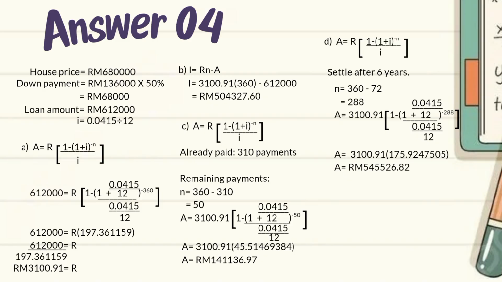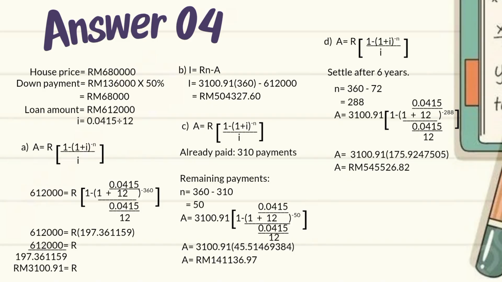After that, we put all of these amounts into the formula. A equals 3,100.91, open bracket 1 minus open bracket 1 plus 0.045 over 12 close bracket to the power of negative 50, over 0.045 over 12, close bracket. So we get the answer RM 141,136.97.